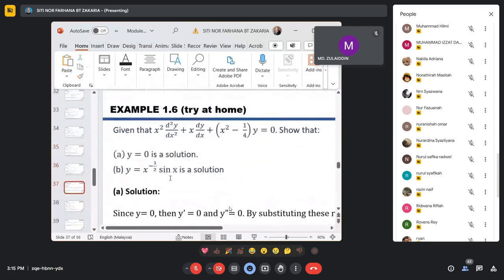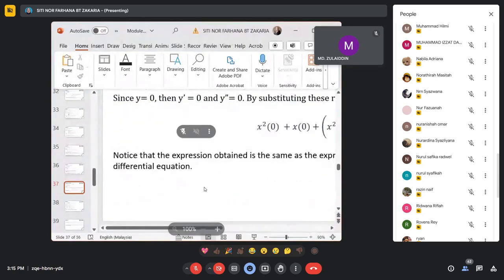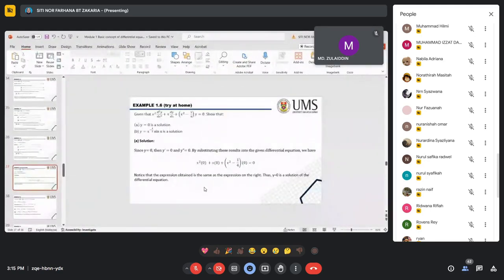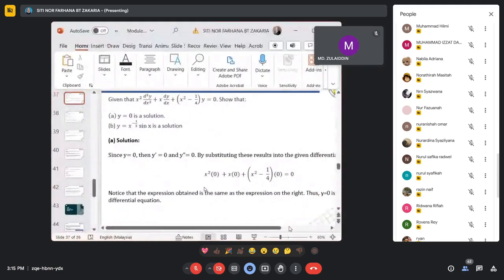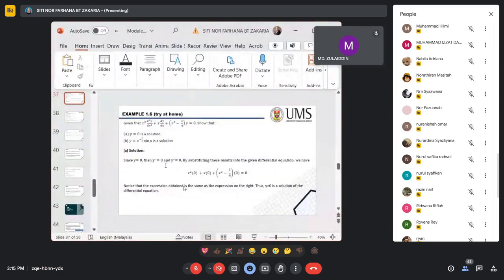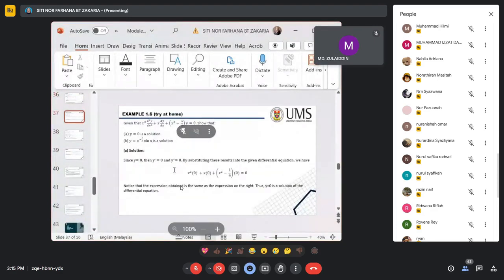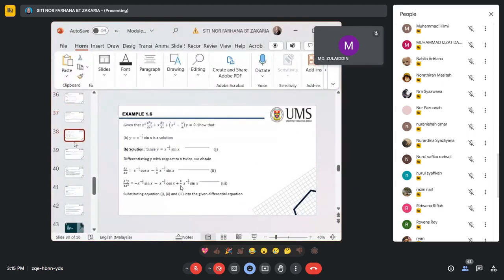Okay, example 1.6. Example 1.6, try at home. So this is your homework. Dah ada jawapan, tapi this one jawapan yang kita kata not complete lah. Dia dah summarize the solution. So I want you to do full scale of solution. Tunjukkan jalan kerja full. This one dia dah simplify. Boleh? Okay.